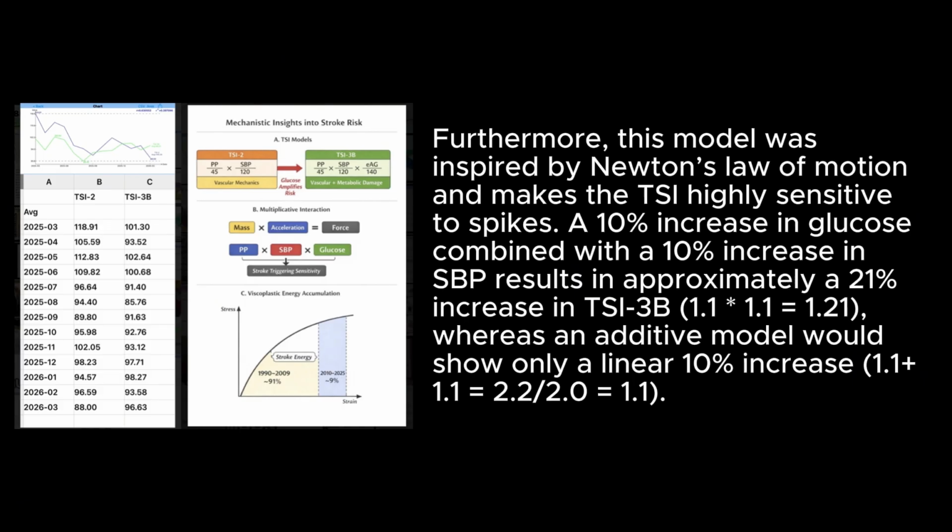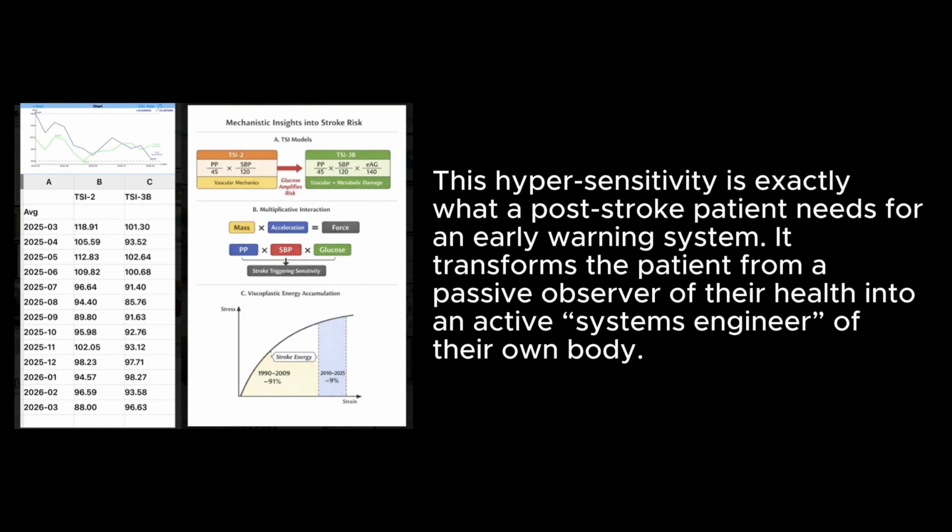A 10% increase in glucose combined with a 10% increase in SBP results in approximately a 21% increase in TSI3B: 1.1 * 1.1 equals 1.21. Whereas an additive model would show only a linear 10% increase, 1.1 plus 1.1 equals 2.2. This hypersensitivity is exactly what a post-stroke patient needs for an early warning system. It transforms the patient from a passive observer of their health into an active systems engineer of their own body.